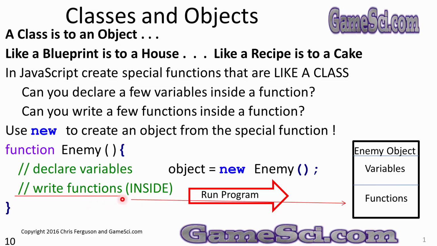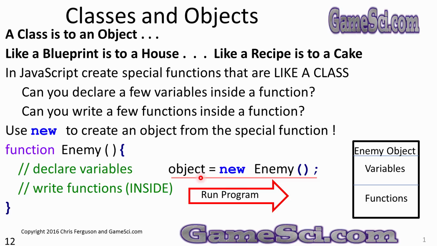Then inside the function, what we're writing here is a function inside of a function. We're going to write functions inside this special function, and they will become the functions or methods of the enemy object. And of course, there's the curly brace that ends the open curly brace of our special function enemy. Everything inside this special function will be part of our object. If you're not inside this function enemy, you won't be part of the objects we build out of that function enemy.